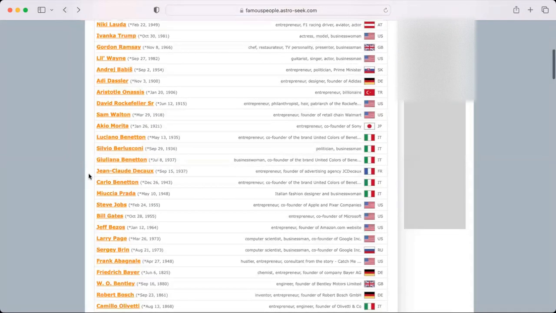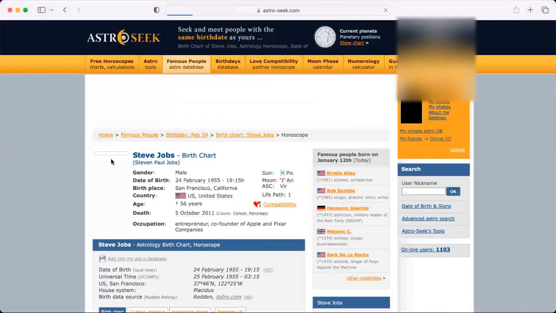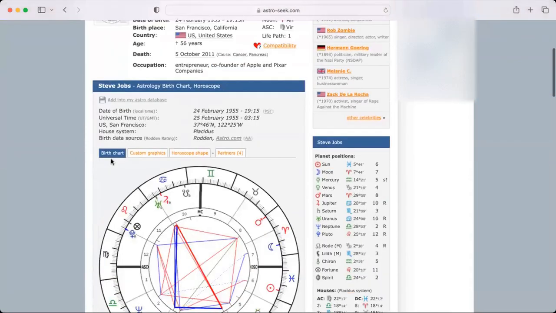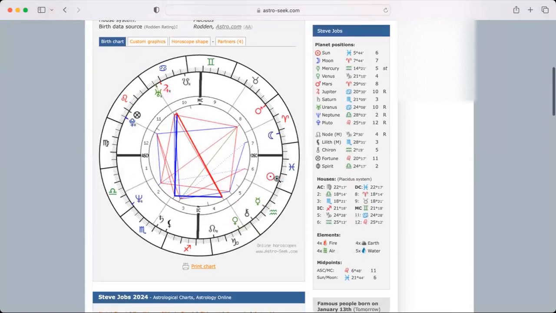Let's look at some more charts. Steve Jobs is a Pisces sun. Pisces sun right here. And then we see the Mercury sign is in Aquarius, which is the 11th sign or the sign before Pisces, right? Right here. And then the Venus sign placement is two signs away from Pisces, which is in Capricorn. Capricorn is the 10th sign. Aquarius is the 11th. Pisces is the 12th. Right? So we see this rule applying.